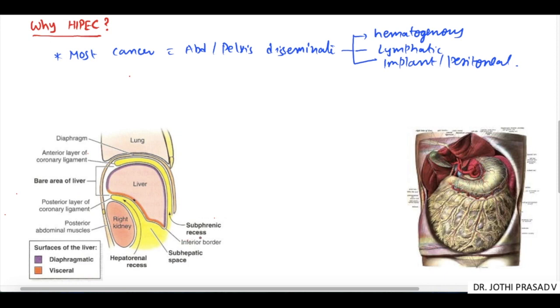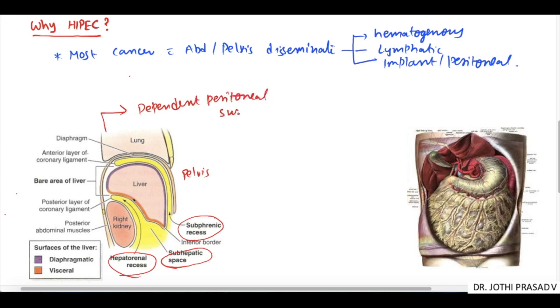Certain spaces in the abdomen are often most prone to malignant deposits, such as the subhepatic or retrohepatic space, hepatorenal recess, subphrenic space or pelvis. The most common reason is that these are the dependent peritoneal surfaces, and malignant deposits occur due to gravitational force.